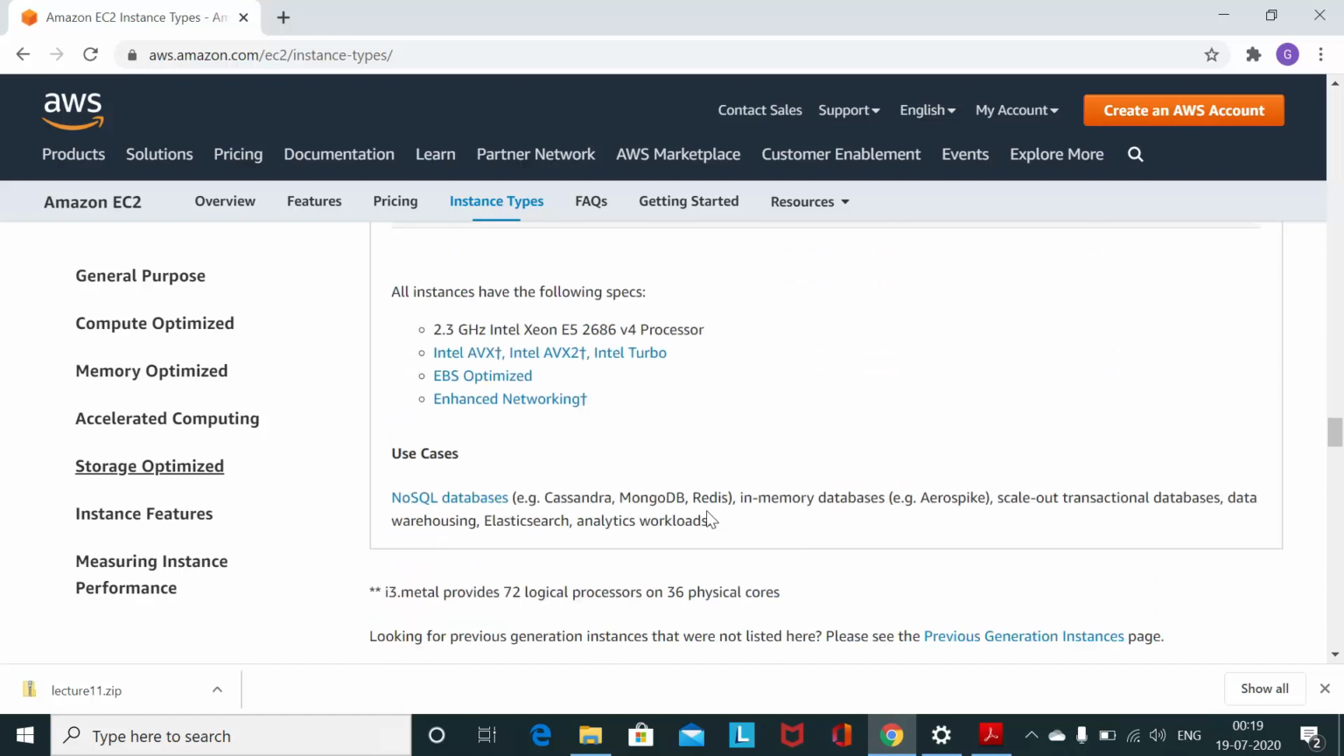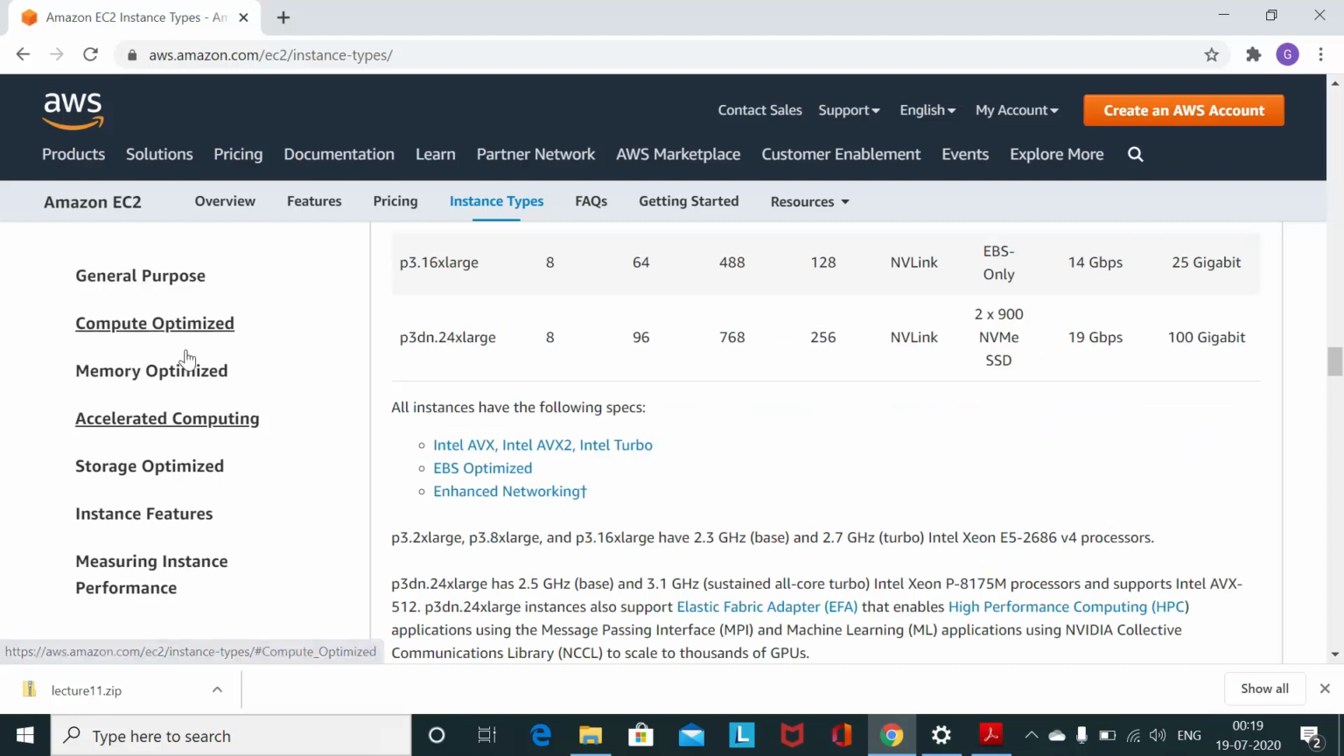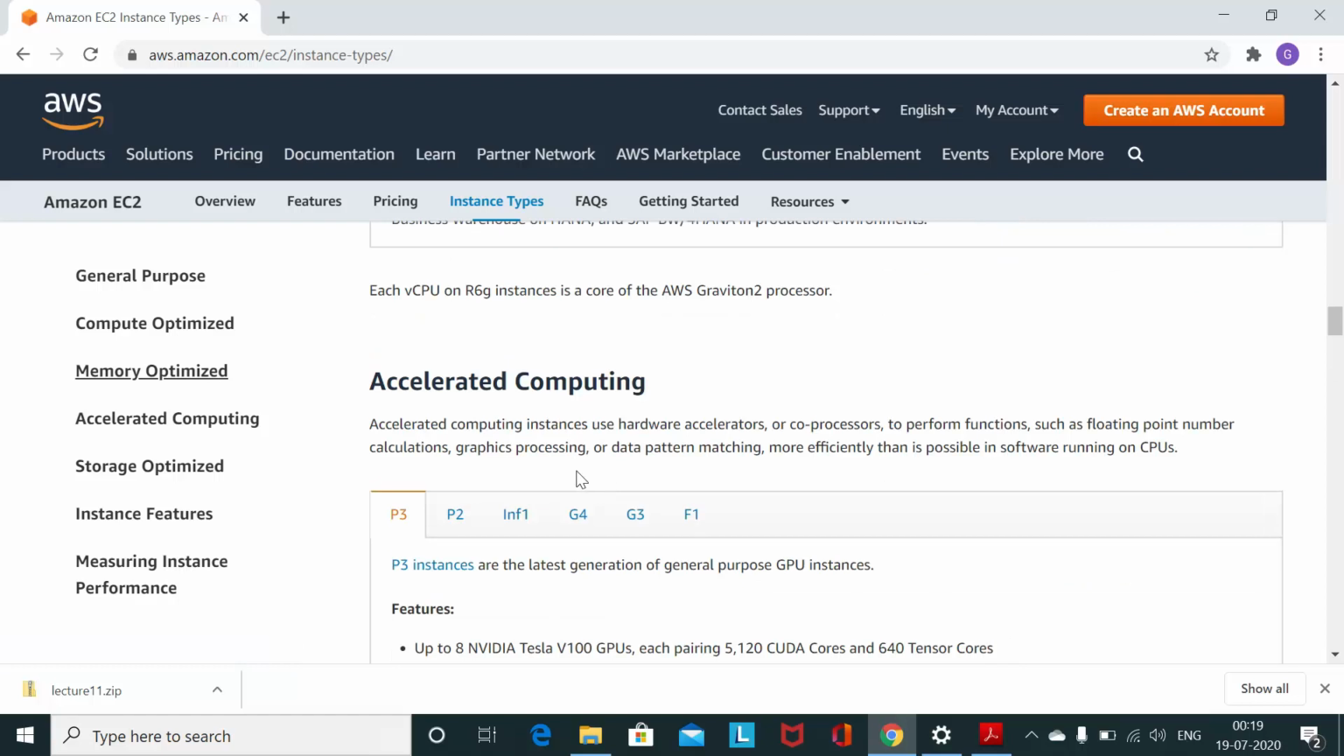So basically, the user has a lot of options to choose from. It has these 5 broad classes which Amazon is offering, and in this also there are a lot of variations as we can see.